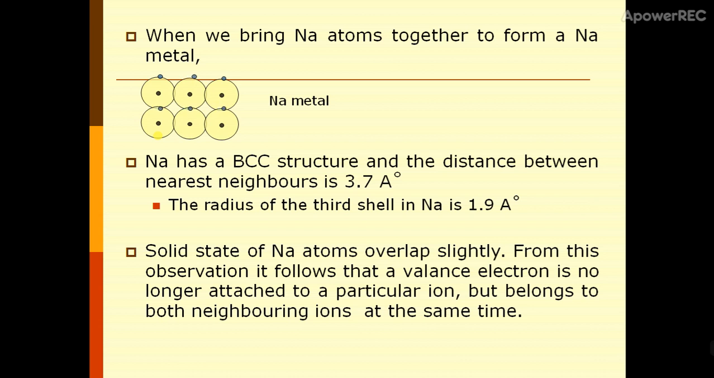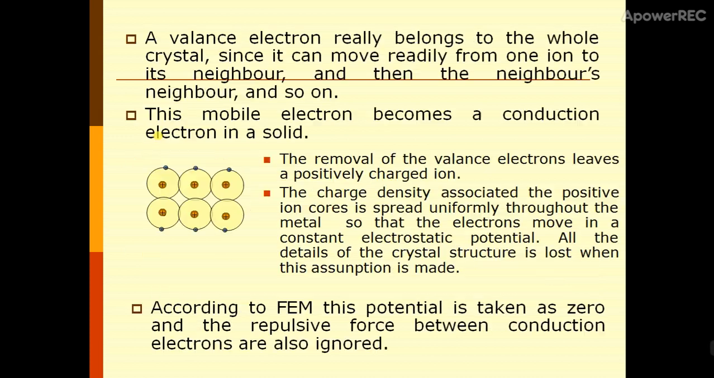So here generally sodium has a body centered cubic structure, with the distance between neighbor atoms being 3.7 angstroms. The radius of the third shell, which is the final shell in sodium, is 1.9 angstroms. So in the solid state, the sodium atoms overlap slightly. From this observation, it follows that a valence electron is no longer attached to a particular ion but belongs to both neighboring ions at the same time.